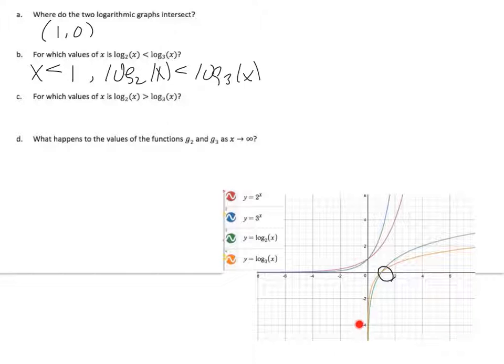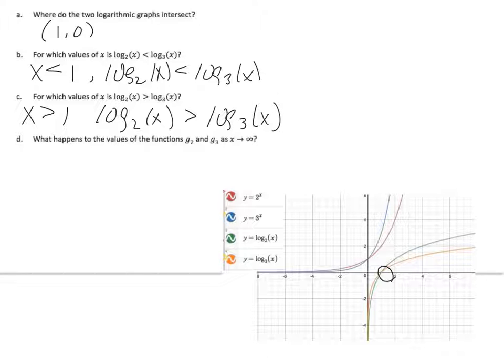The further we get away, the smaller the numbers get, right? It's backwards. So when x is less than 1, log base 2, which is green, is less than log base 3, which is yellow. For which values of x is log base 2 greater than log base 3? Where x is greater than 1, log base 2 of x is greater than log base 3 of x. Now let's look at the end behavior.